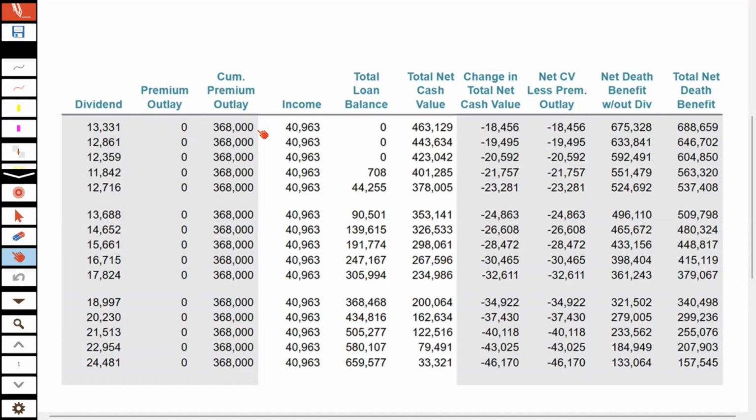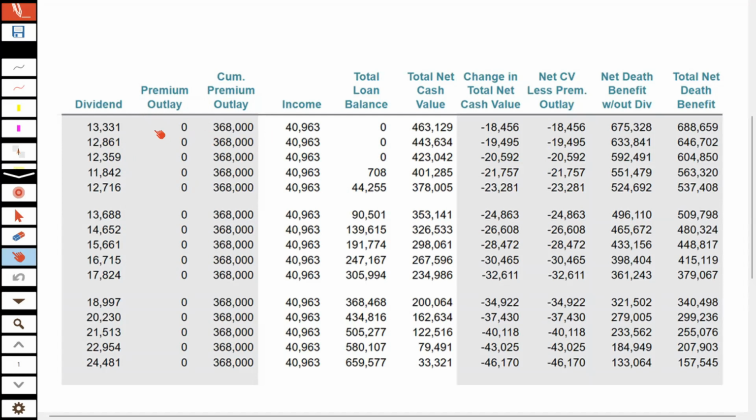Cumulative premium outlay is your cost basis. So if you do the math, take the 18,400, multiply that times 20, you will get 368,000. So this is the amount of money that has been contributed to the policy over that 20-year time span.